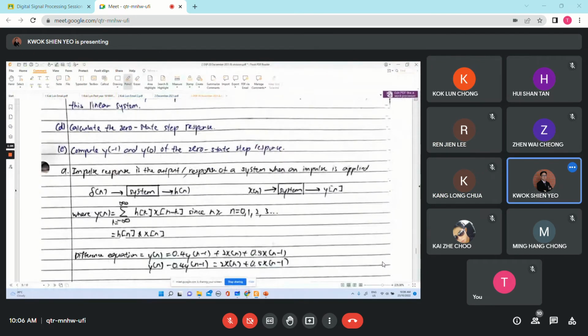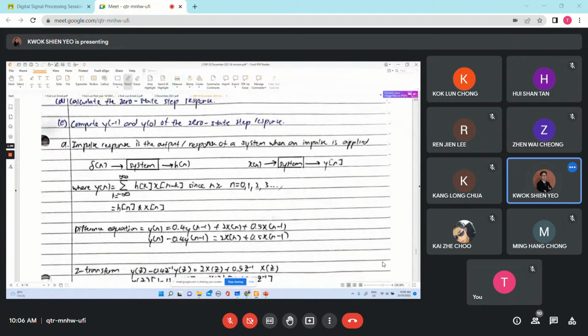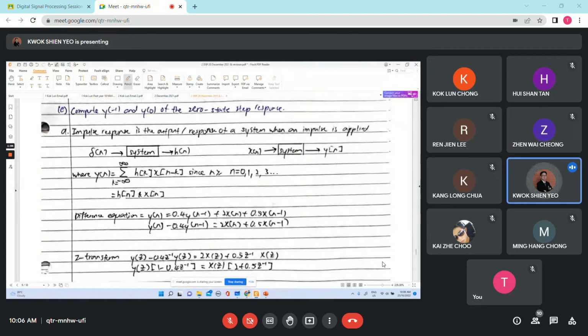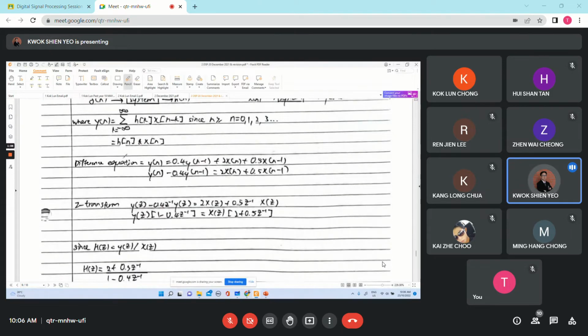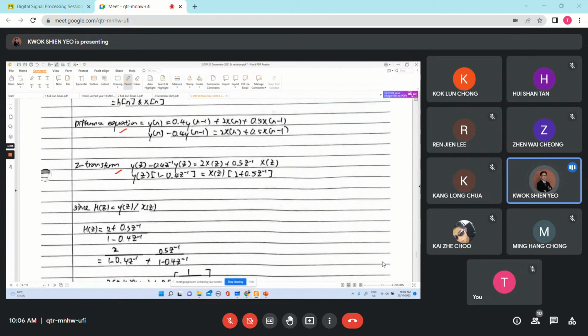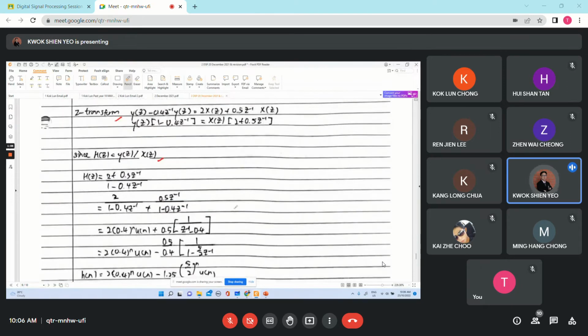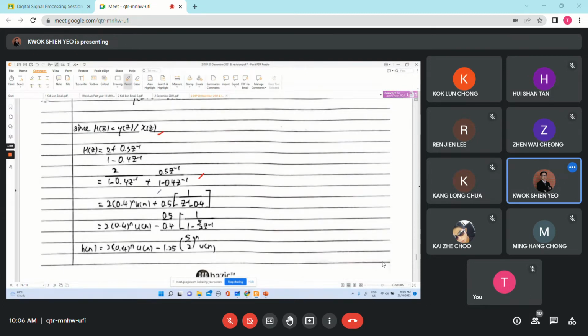Okay, so let me see. Impulse response. So you do like this. Difference equation, you get the Z transforms. Then you do this. Then you separate them. And so what happened to this term there? 0.5 is here. Okay, here I don't understand. Maybe from here to here got a problem now.